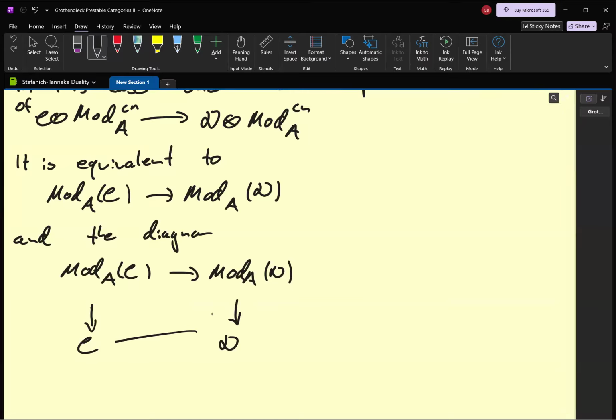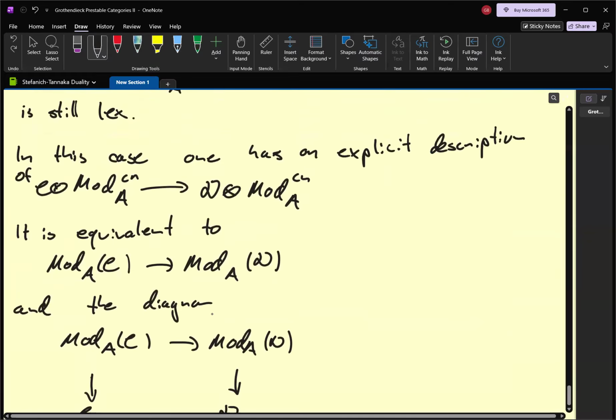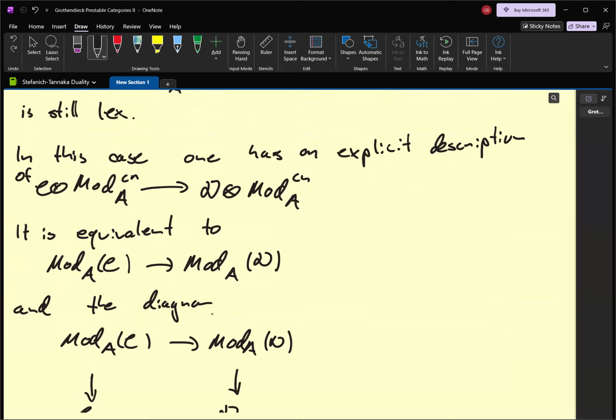Sorry, stupid question. You wrote C tensor and then mod connective A. What if you do C tensor and then mod A without the connective? How is this equivalent if you have the connective part? I would have imagined that you would drop the connective. I think the reason is that if you are a Grothendieck prestable category, you first tensor over connective spectra.